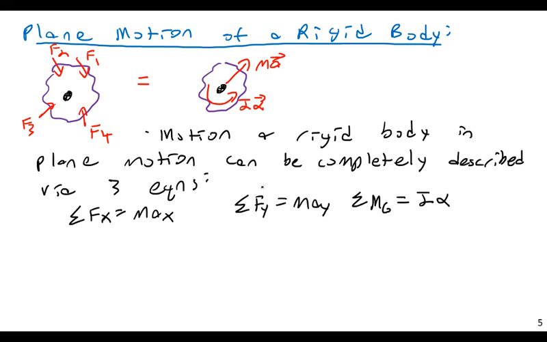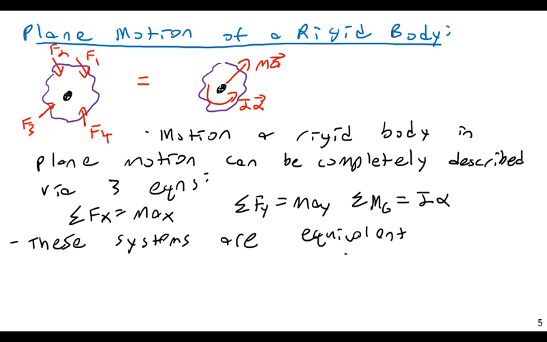Previously, we were looking at this mainly from the point of view of a system of particles, but now we're saying this is a continuous rigid body. And so these systems are equivalent. And interestingly enough, we can also say something like this.